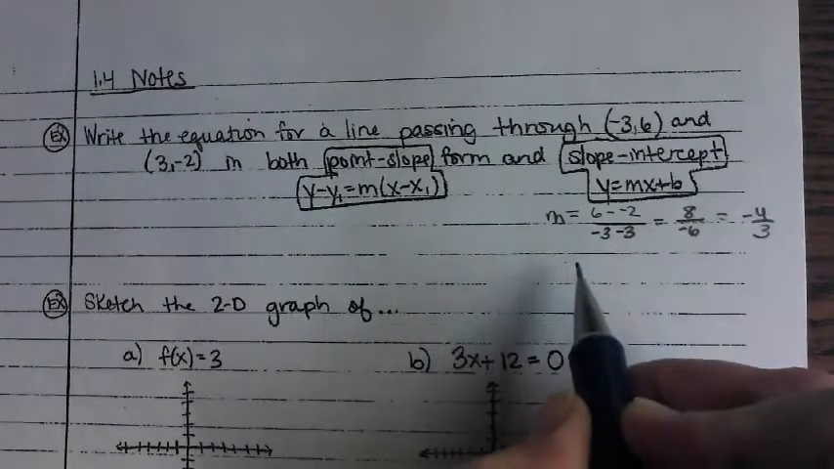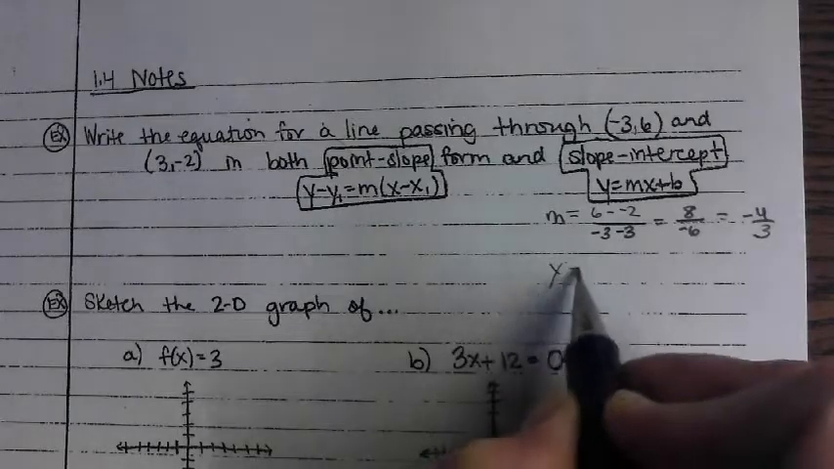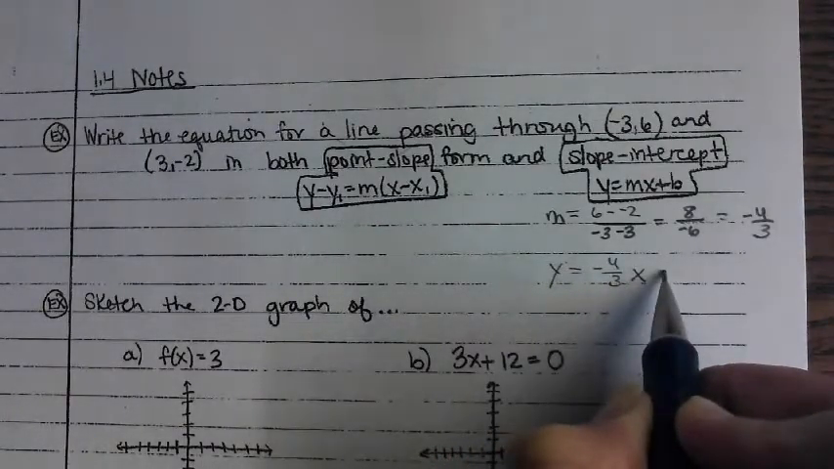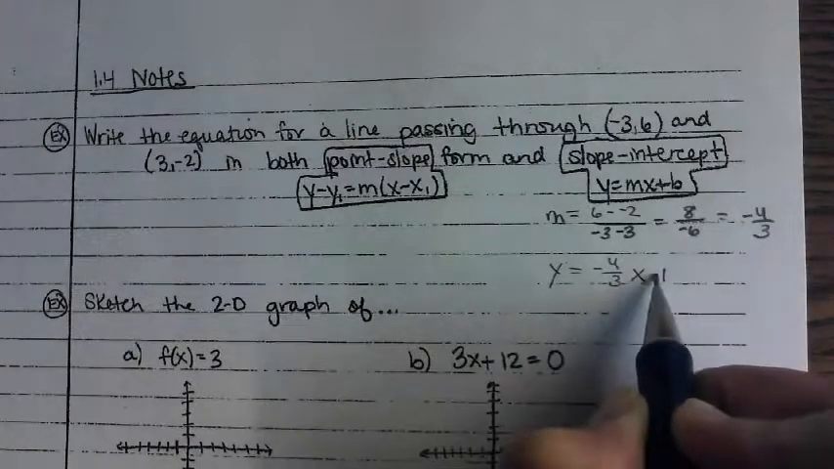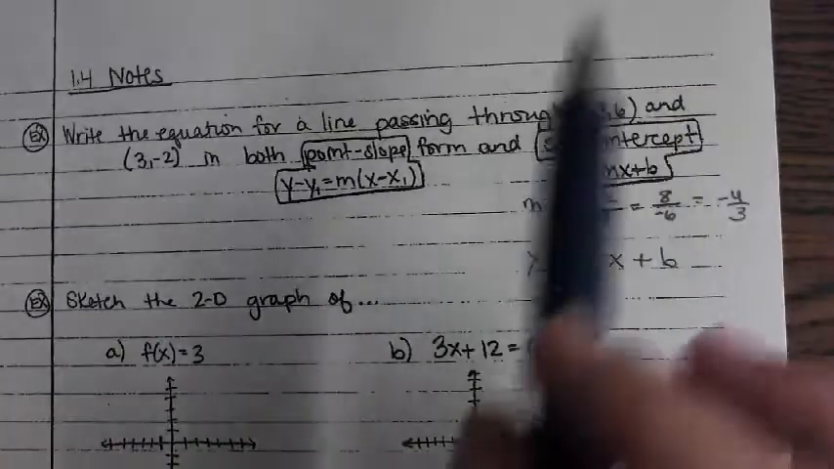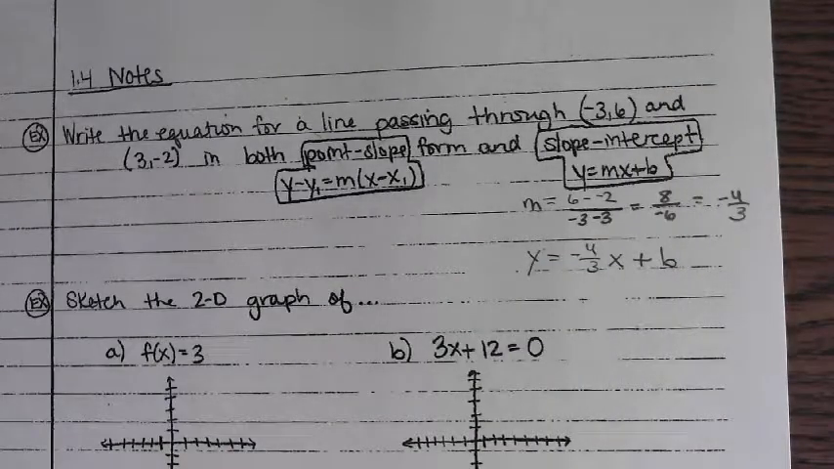And y equals negative 4/3 x plus b. So what would we... we don't have b yet. Using this format only, how do you find b? Remember from Algebra 1, Marissa? Plug in 0 for what?